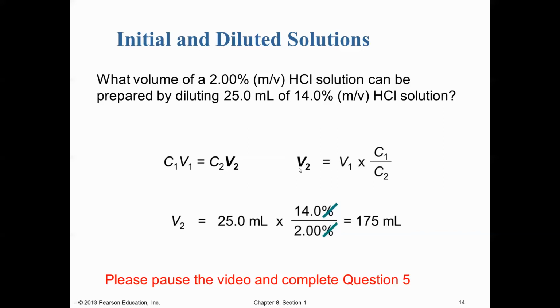So here we've rearranged the equation to solve for V2. We've divided both sides by C2 and flipped around the equation to end up with this quantity right here. Now we're going to plug in our values here. So volume 1 was our 25.0 milliliters. Concentration 1 is our 14% right here. And then concentration 2 is our 2% right here. And so crunching our numbers, we're going to end up with 175 milliliters.